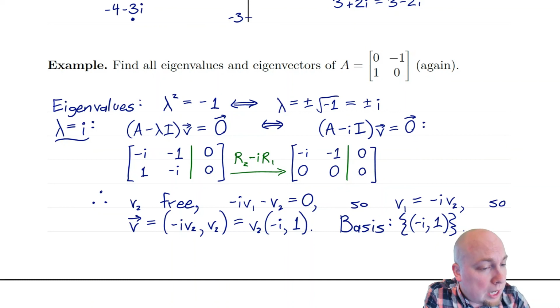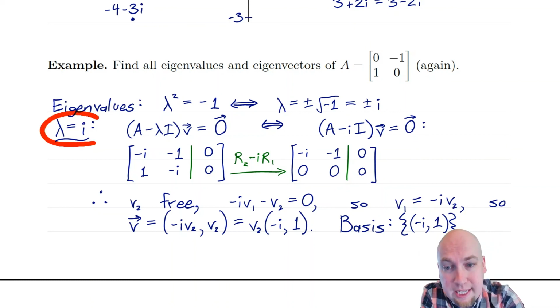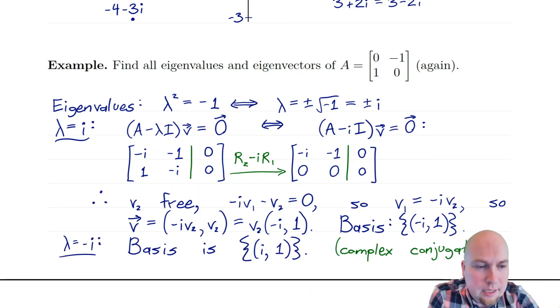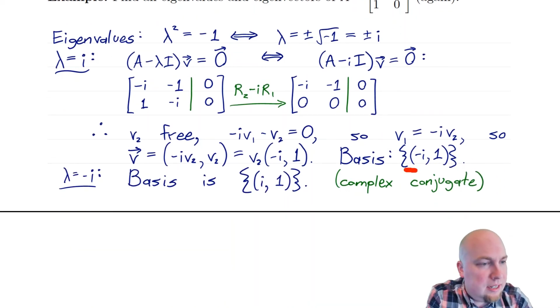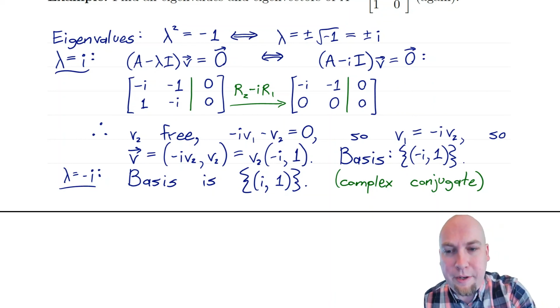So we know right away, if this is a basis for my eigenspace of lambda equals i, then for lambda equals minus i, what's going to happen? Just take the complex conjugate of this eigenvector here, and my basis is (i, 1) instead of (minus i, 1). So I take the complex conjugate of every single entry in my eigenvectors. That gives you a basis of the eigenspace of the complex conjugate eigenvalue.